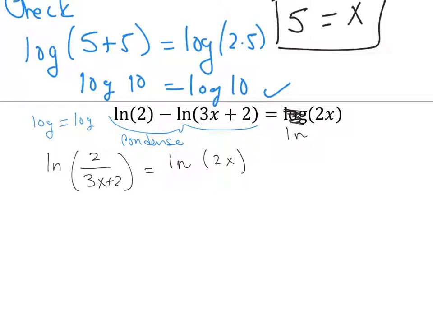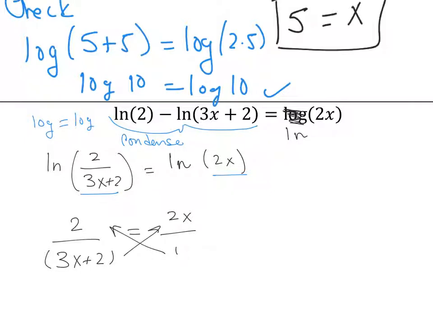So now what I have here is, since it's down to the point where it's in log is equal to log form, I just set the two interior pieces equal to each other. So it is 2 over 3x plus 2 is equal to 2x. Put that 2x over 1. What we're going to need to do with this is solve this equation. So I'm going to go through and multiply both sides of this equation.